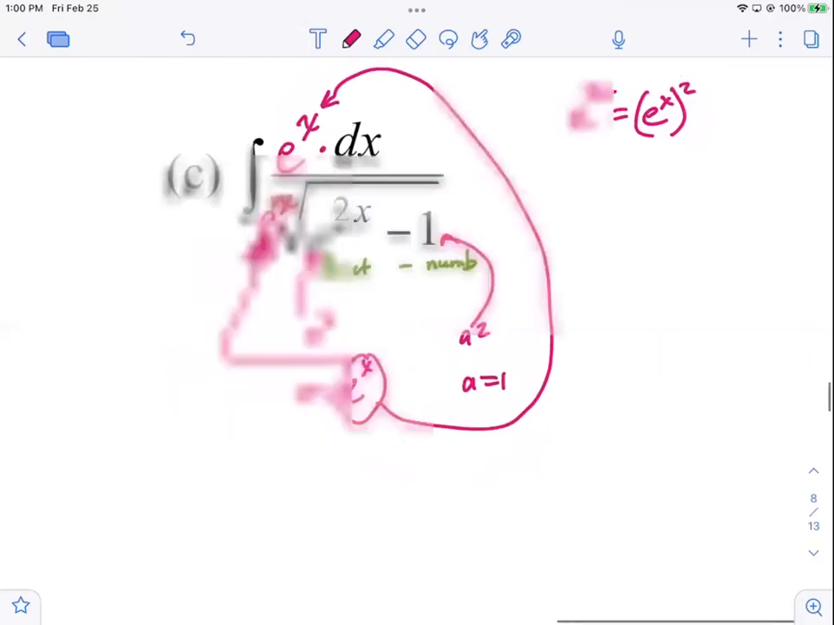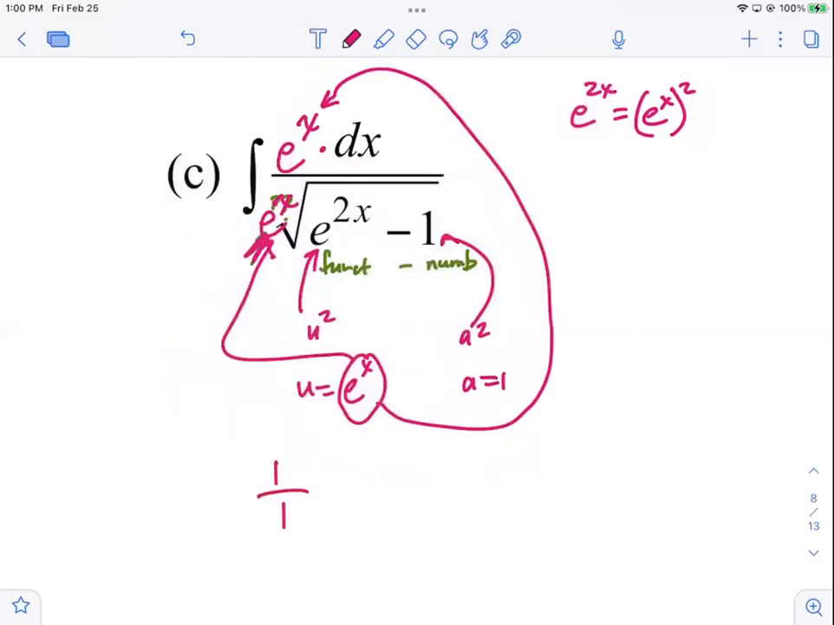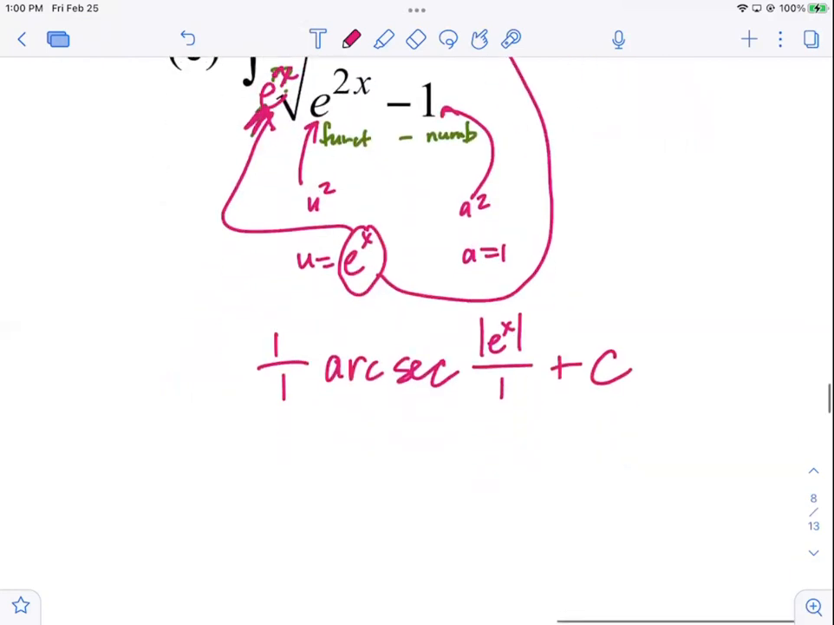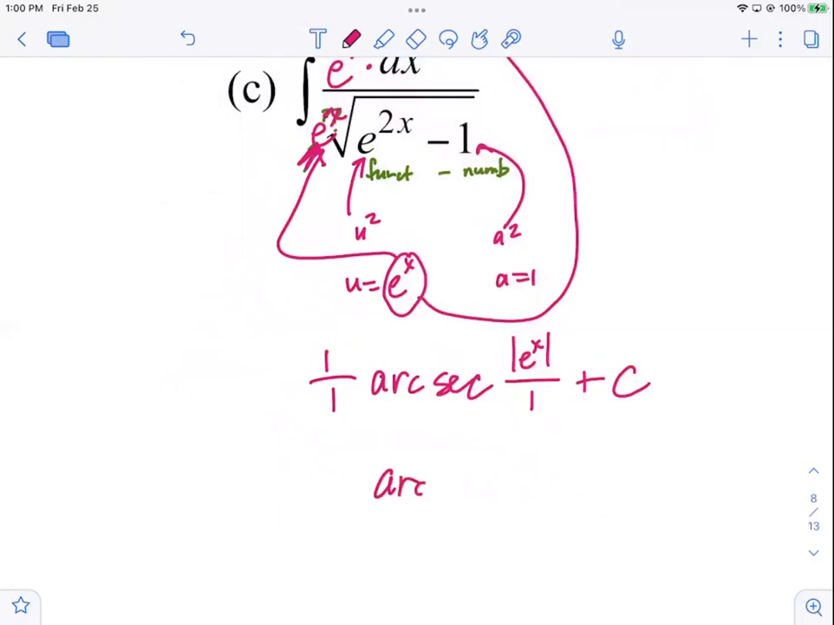Arc secant does have a 1 over a in front, so I'll put 1 over 1 arc secant of u over a, the absolute value of e to the x, over 1 plus c. Free response, you're getting full credit there. Multiple choice, though, that won't be an answer choice.